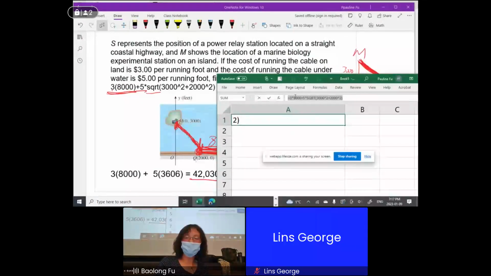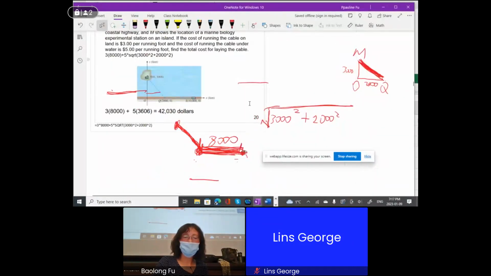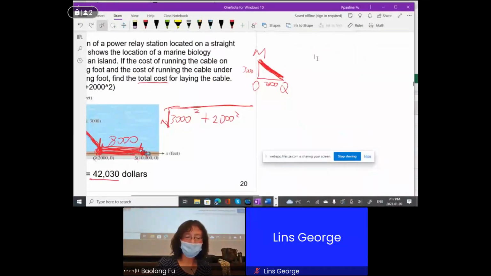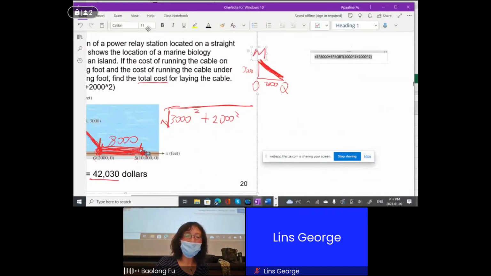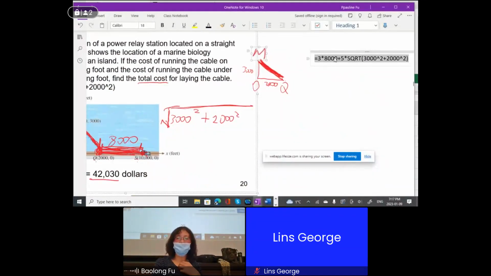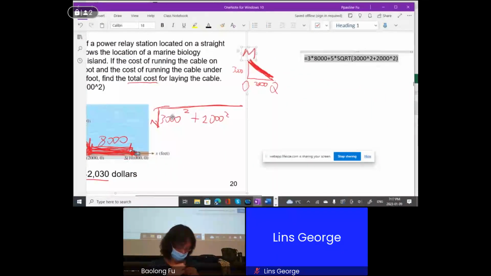Okay, so I will copy this formula and make it bigger. So in Excel, you just type in this one, you get the result. Okay, equal 3 times 8,000 plus 5 times square root. Any questions?